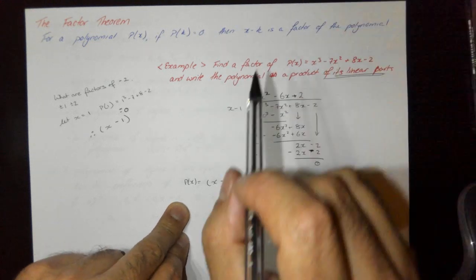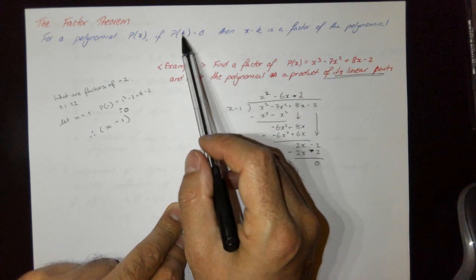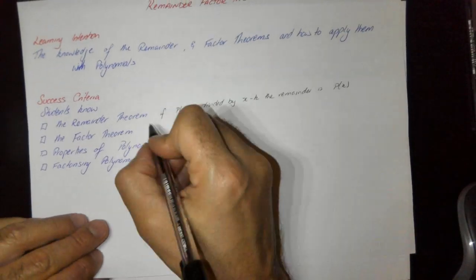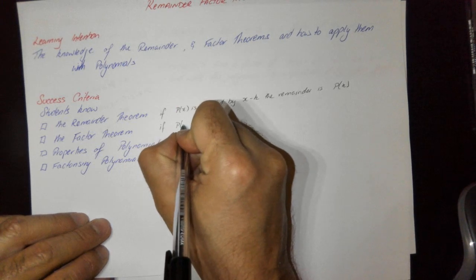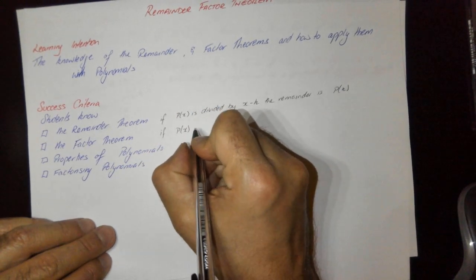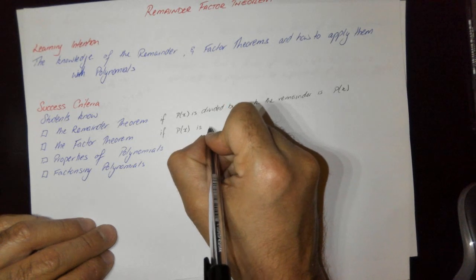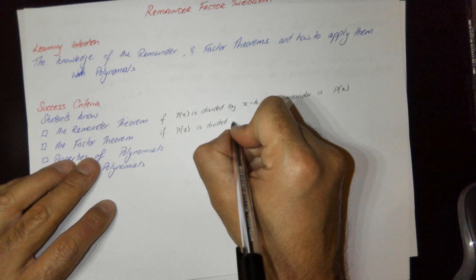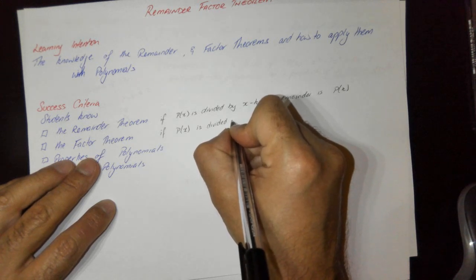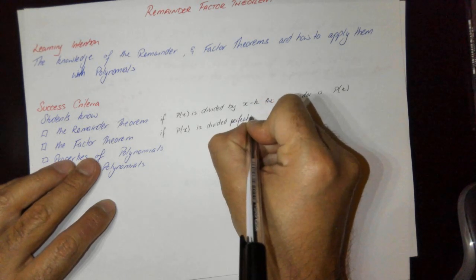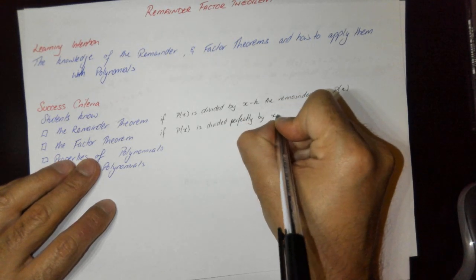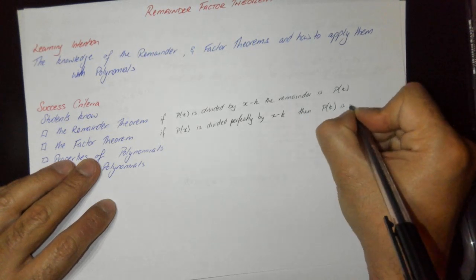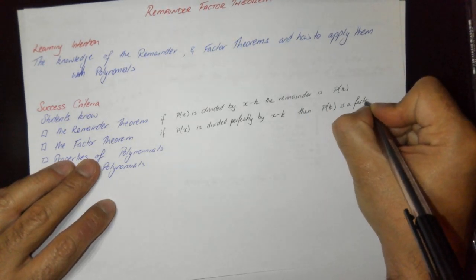Okay, so if you can find a factor, if you plug it in and it gives you 0, then x minus k is a factor. So if p of x is divided perfectly by x minus k, then p of k is a zero.